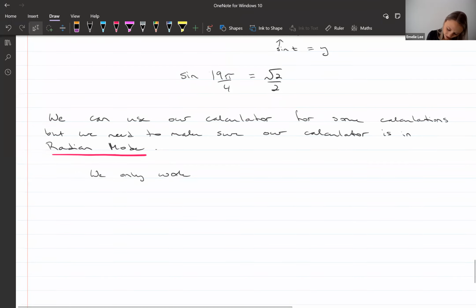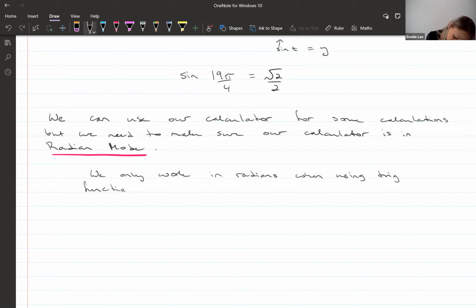So we only work in radians when using trig functions. Oh yeah, so figure out your calculator, right? On this one, unless they've updated it, they might have more options, but just figure out how to use your calculator and move into radian mode and back to degree mode. But for us, we're going to be working in radian mode.